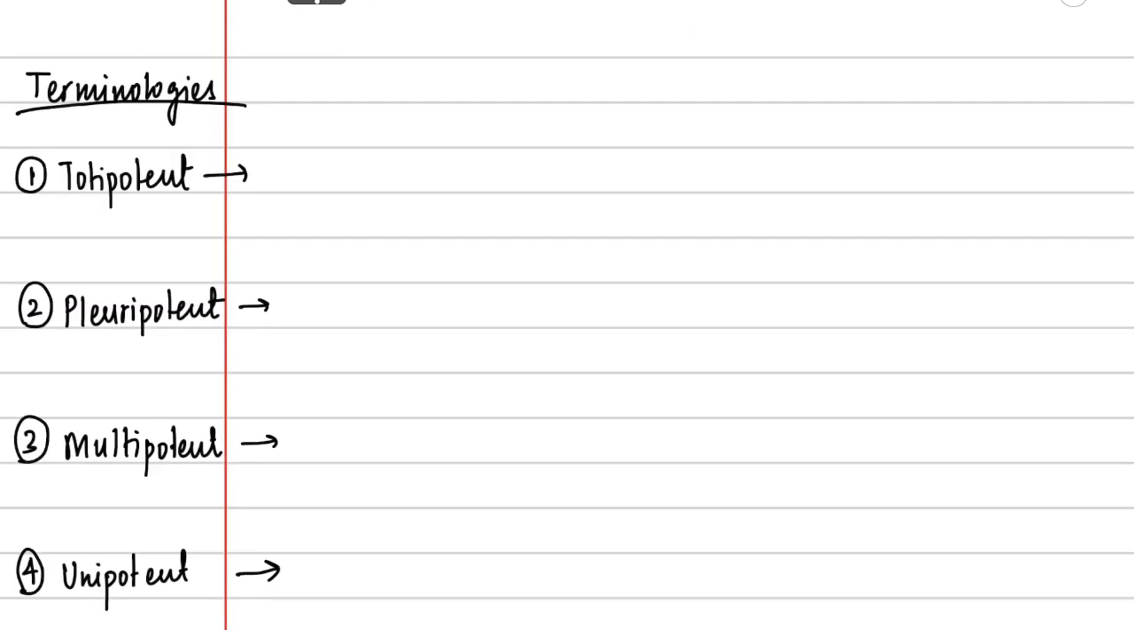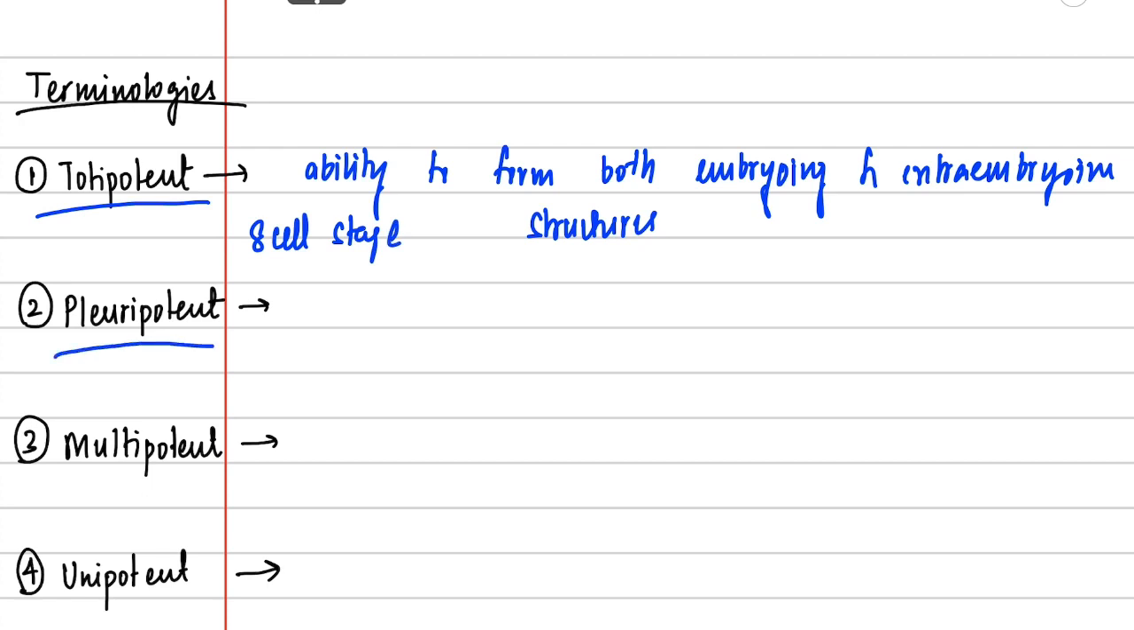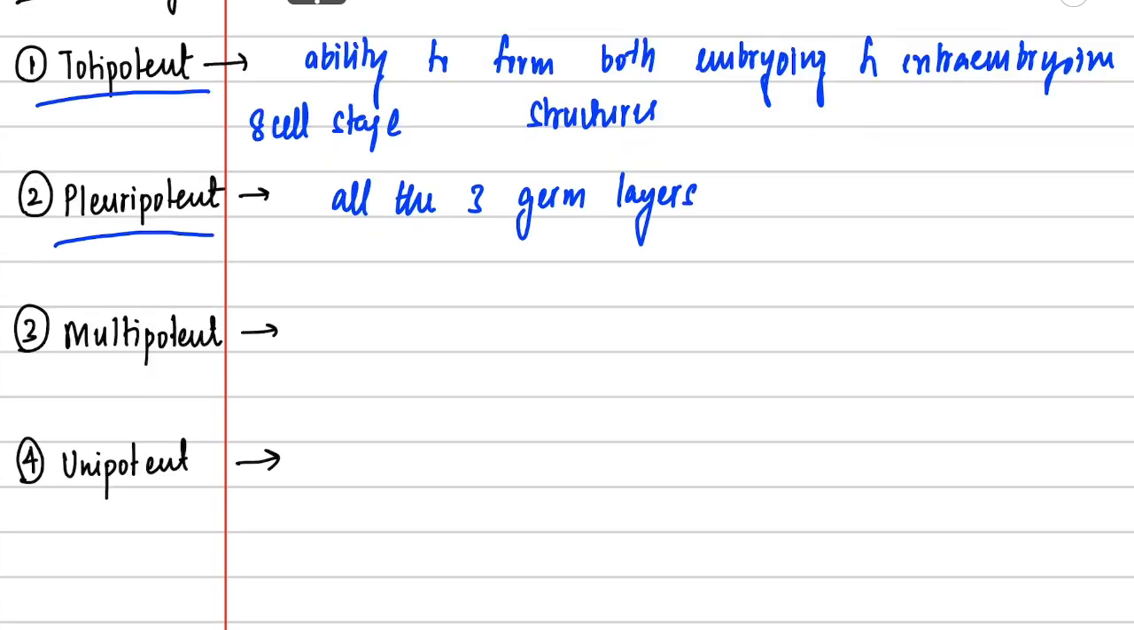The first thing is totipotent, that is ability to form both embryonic and extra embryonic structures. The example for this is embryo up to the 8th cell stage. That is totipotent. The next one is pluripotent cell. This is the ability to form all the 3 germ layers. So the example for this is primordial germ cell.